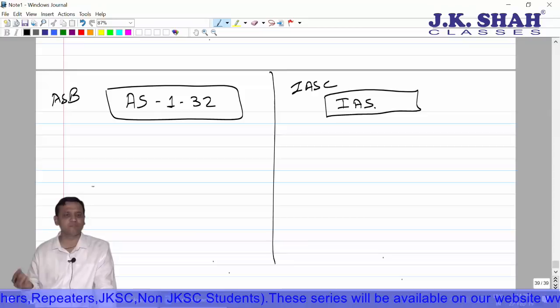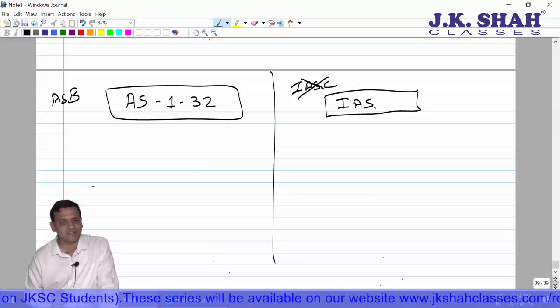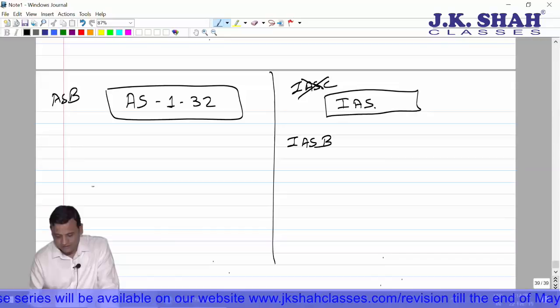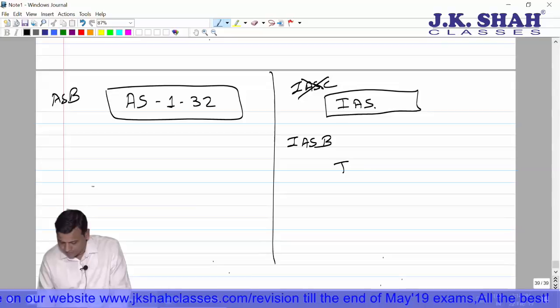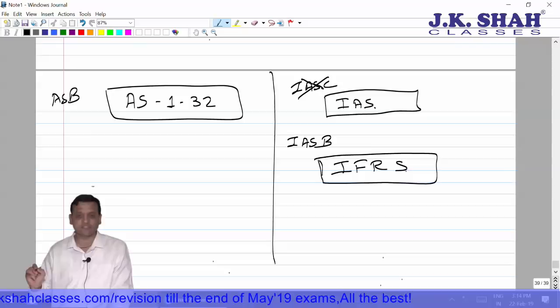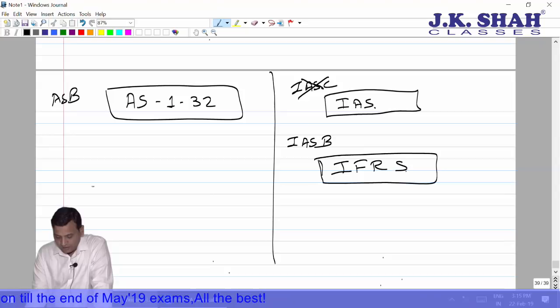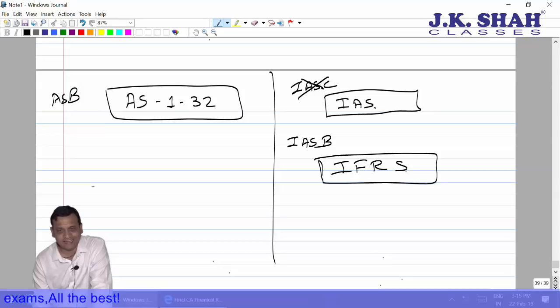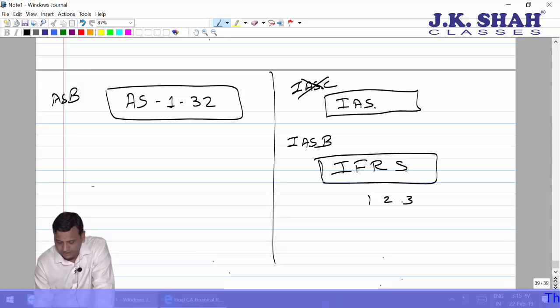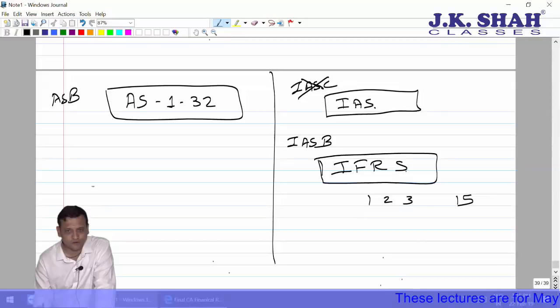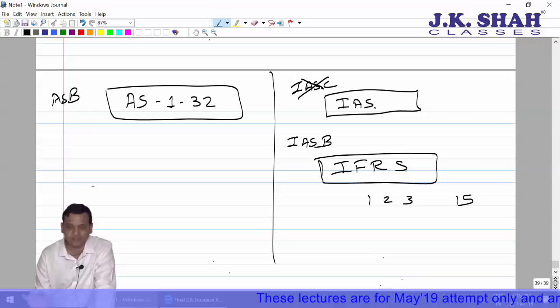Thereafter, they dissolved this committee and formed something known as IASB, the International Accounting Standards Board, and it started issuing IFRS, International Financial Reporting Standards. This started at the international level. Now they started giving IFRS 1, 2, 3, and so on. Till now they have gone till 15. Even 16 is there, recently introduced for leases, but not in our syllabus. You just have 15, till revenue from customers.